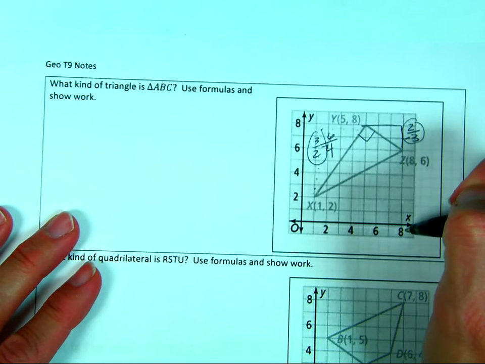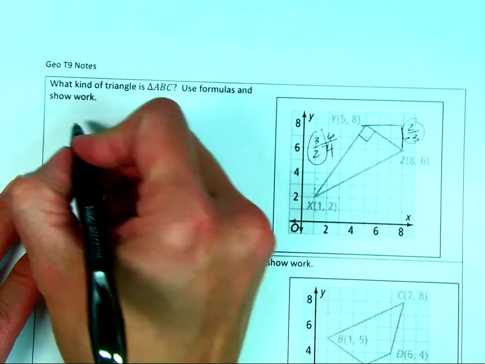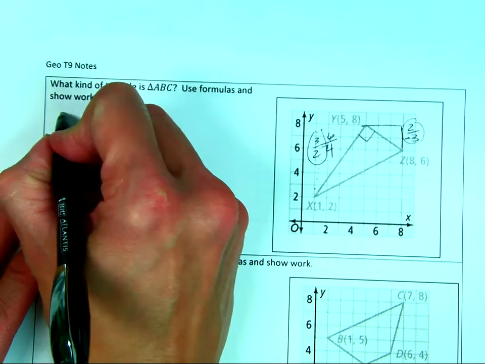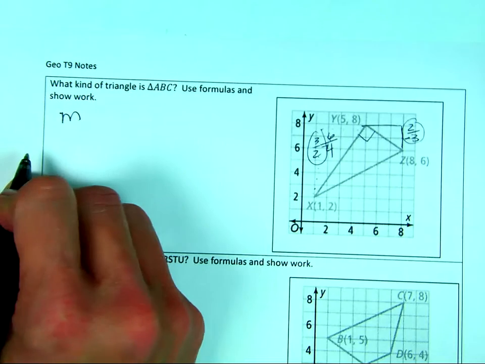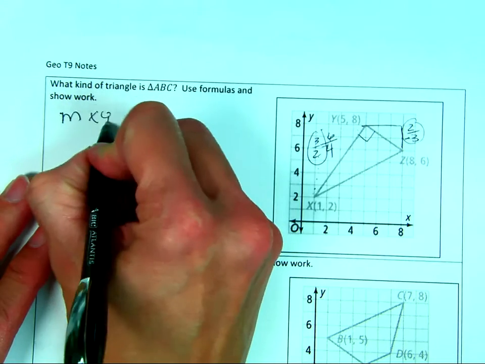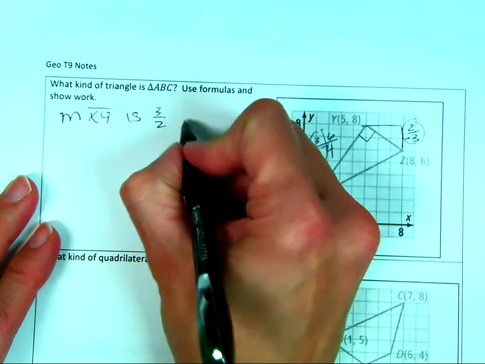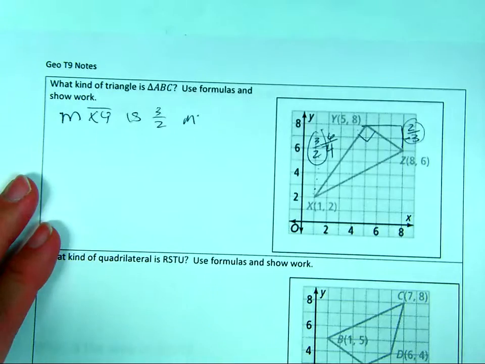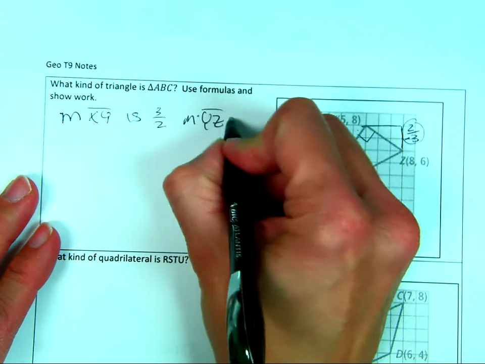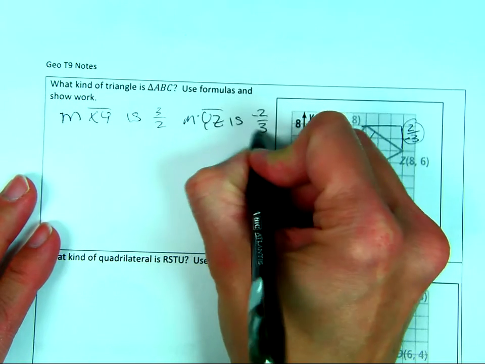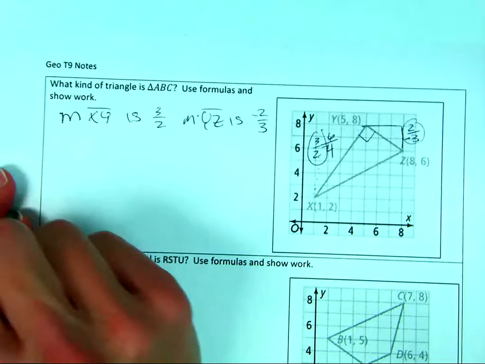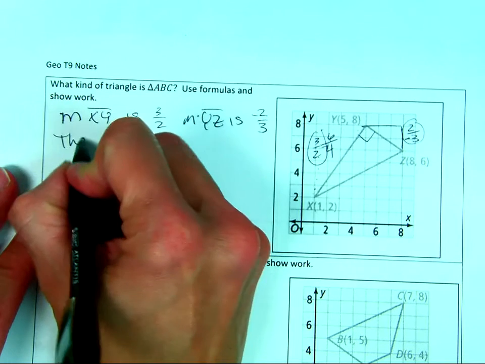And so what would I say? I would say the same thing I said over there. The slope, I'm going to use M for slope this time. The slope of XY is 3 halves. The slope of YZ is negative 2/3, right? They are negative reciprocals.